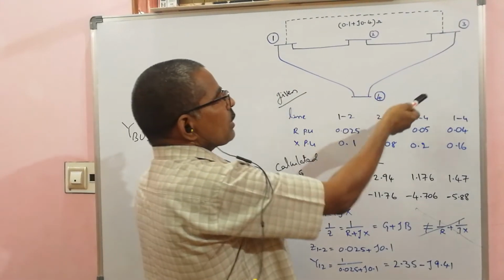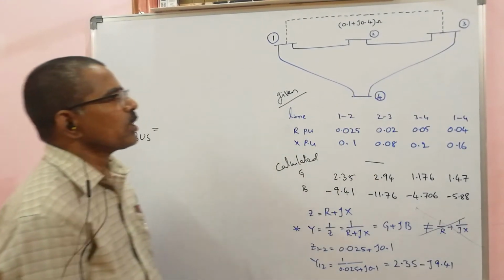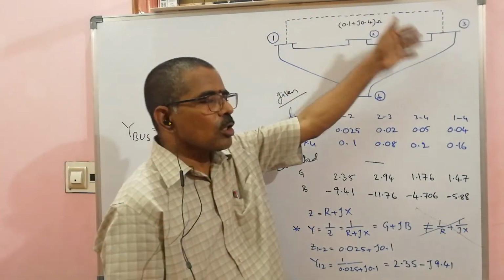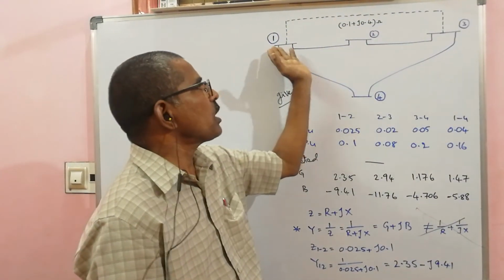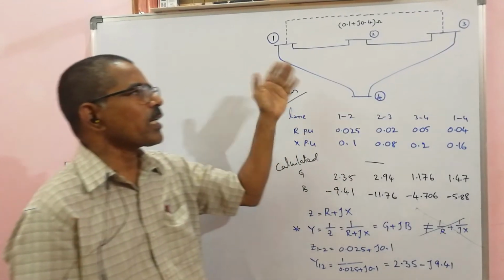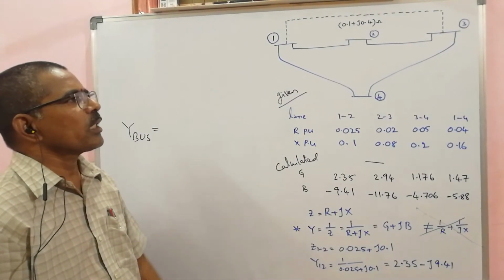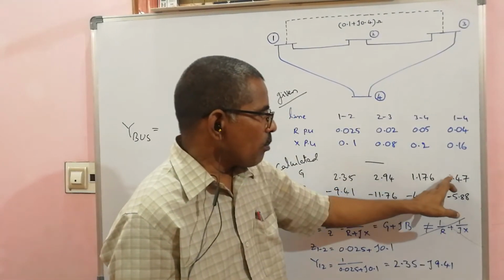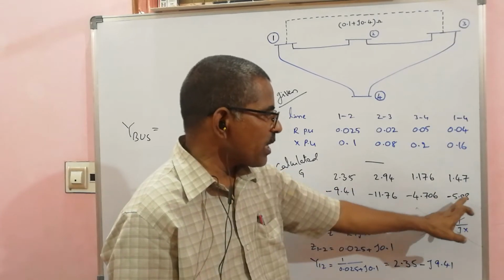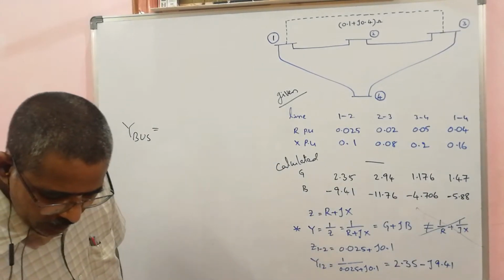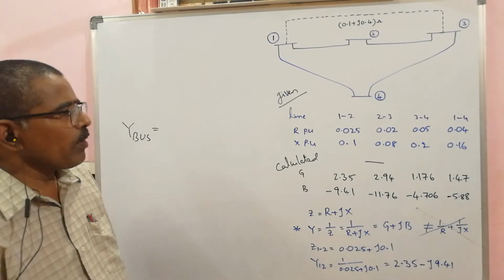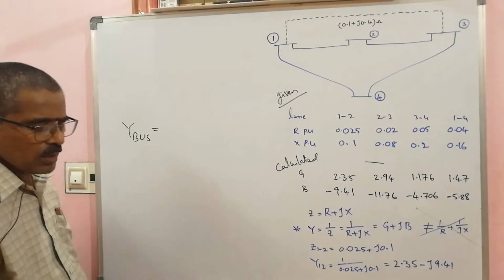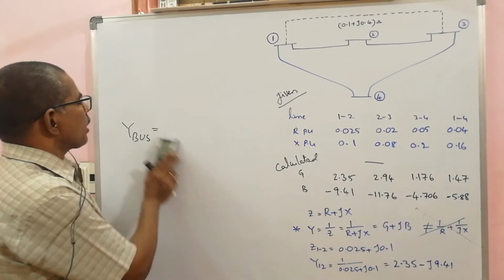Likewise, Y13: there is no direct link, so it is 0, because the dotted line is not to be considered in the first case. When that is not there, there is no direct admittance connecting 1 and 3. So that is 0. Y14 is minus 1.47 plus j 5.88, the negative of the admittance for 1 4. Likewise, it is very easy to construct Y bus, and you write all those values.